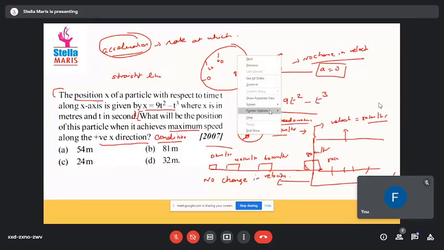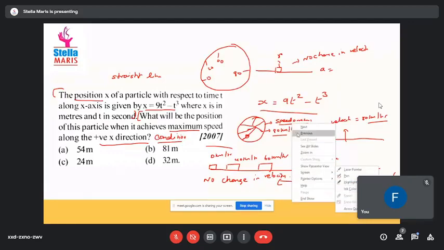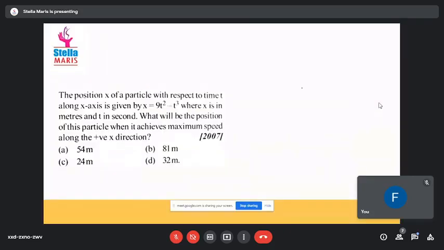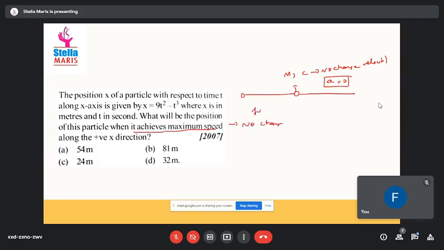So you understand this? What happens here? No change in velocity, sir. Yeah, no change in velocity. So when the body achieves maximum speed, there will be no further change in velocity. So when there is no change in velocity, acceleration is equal to 0. Sir, so here dv by dt equal to 0. Yeah, dv by dt is equal to 0. Very good. So acceleration is 0. This is the condition they have given indirectly.